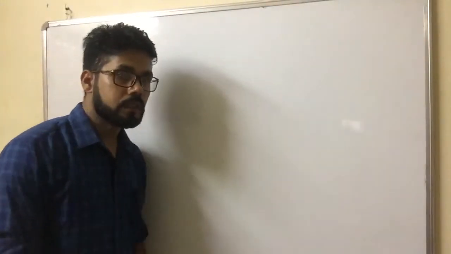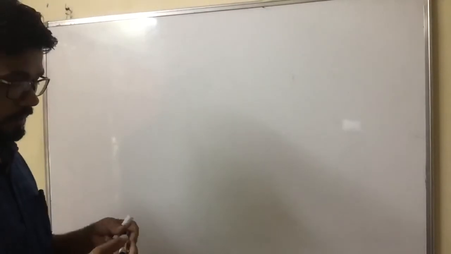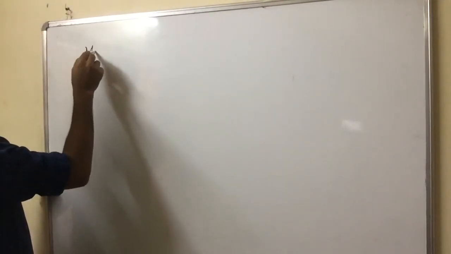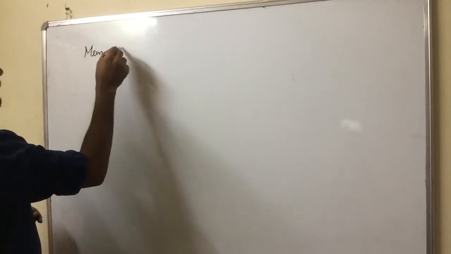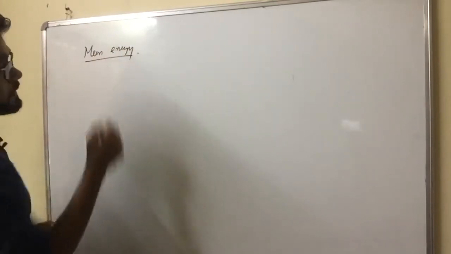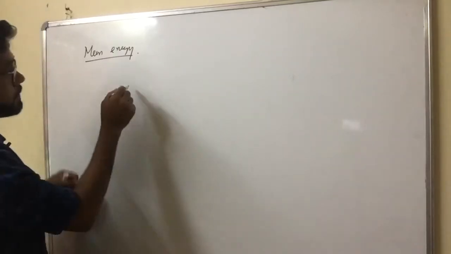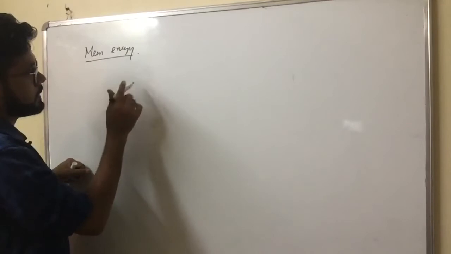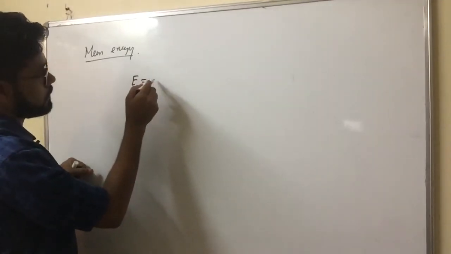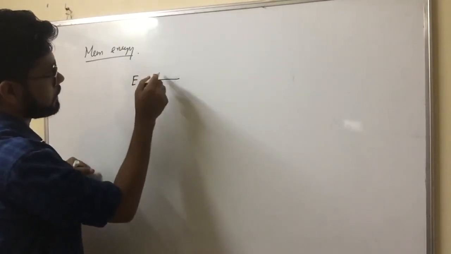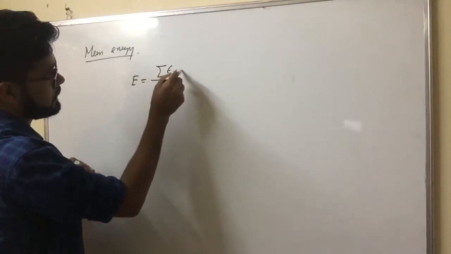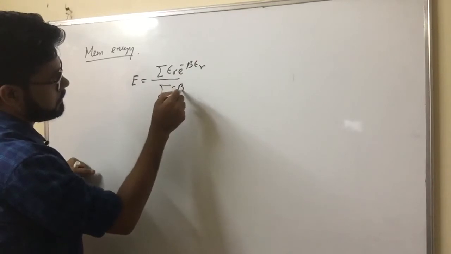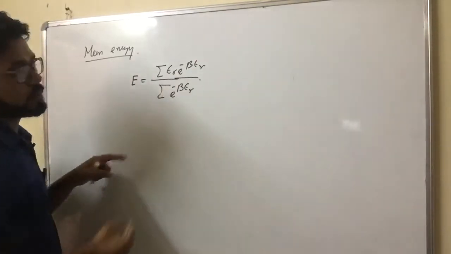First of all I will write the mean energy again. Mean energy of a statistical system. I have already given you the mean energy formula. You can write E also, no problem. Mean energy E is equal to the sum of E_R e to the power minus beta E_R, divided by the sum of e to the power minus beta E_R. This is for a non-degenerate system.